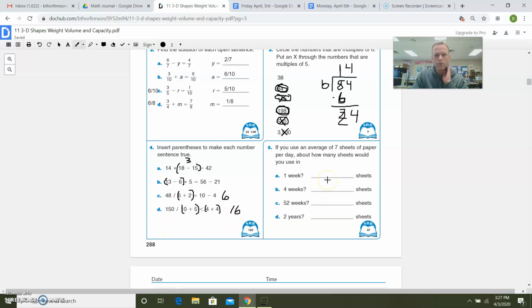On this side, okay, if you use an average of 7 sheets of paper per day, about how many sheets would you use in 1 week? Well, if you use 7 a day and 7 days in a week, you would multiply 7 times 7 and get 49. Okay, and now as you move down the line, if that's 1 week, what is that going to be in 4 weeks? You have to multiply your 49 times 4, and you get 196.